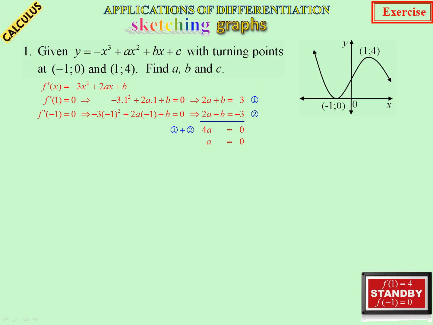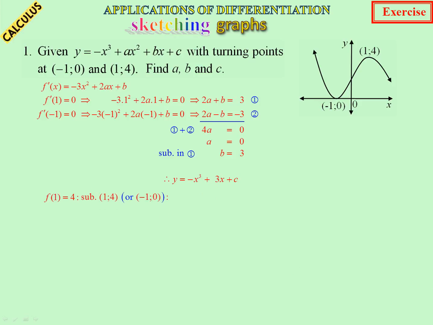Solving for a, substitute to find b. So far now I have the values of a and b. So minus x cubed plus 0x squared, therefore no x squared, plus 3x plus c. Now I can take one of these 2 values that are sitting on standby, or the other one, substitute in, and I get my c value.